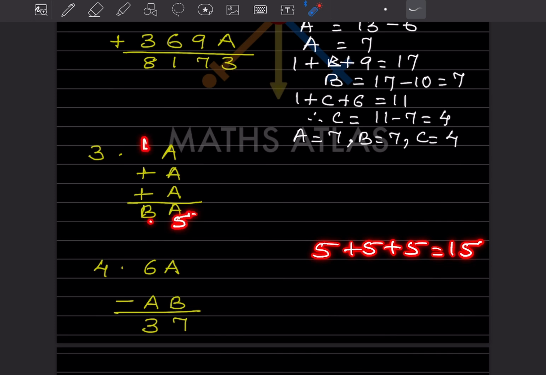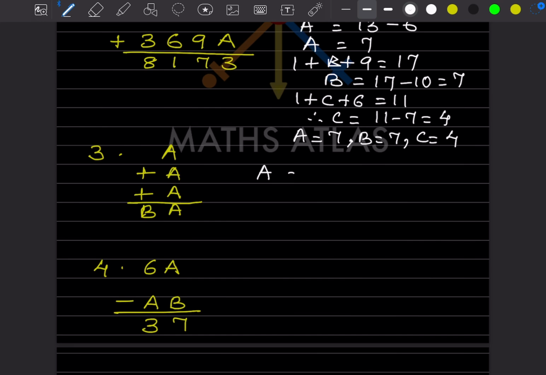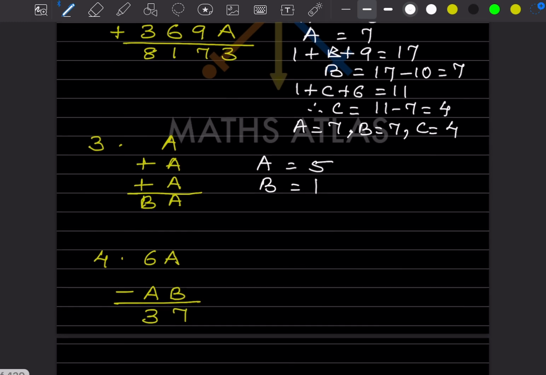So B is going to be 1. Hope you got this. So this is very easy. We can already write here A is 5 and B is 1. Now let us see the next one.